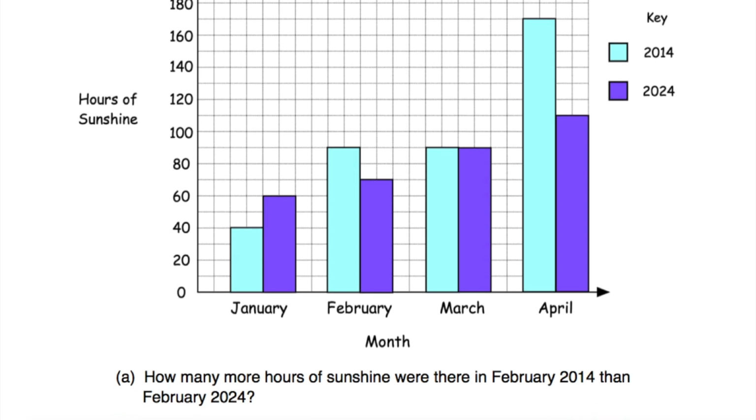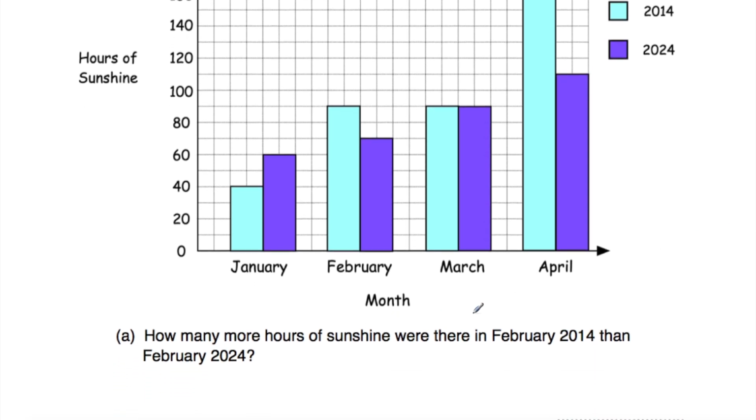And part A says, how many more hours of sunshine were there in February 2014 than 2024? So if we have a look at February in 2014, we're going up in tens, 10, 20, 30, 40, and so on. So it's going to be 90 hours of sunshine in February in 2014. In 2024, well, we've got 60, 70, that's 70 hours of sunshine there.